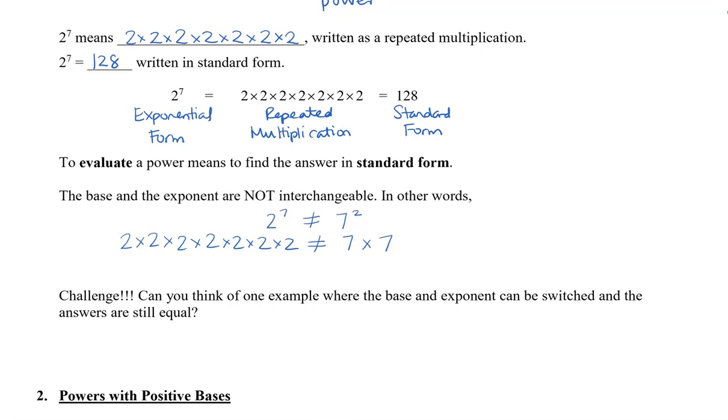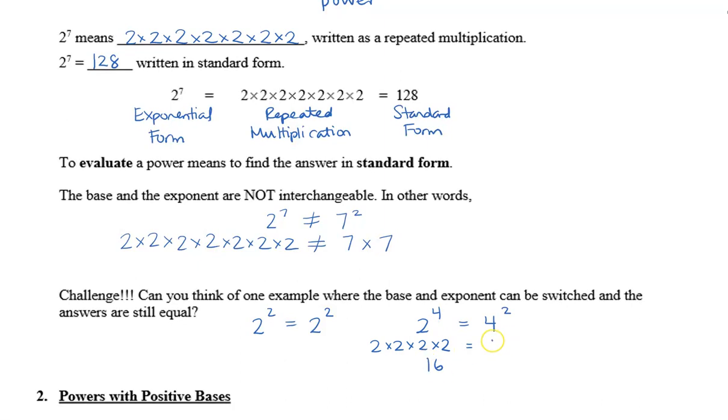Well, one of the most common ones, of course, is just 2 squared equals 2 squared. Of course, any number where the base and the exponent are the same can always be interchanged. But a really good one is 2 to the power of 4, which equals 4 to the power of 2. And so we know that 2 to the power of 4 is 2 times 2 times 2 times 2, and that equals 16. And then 4 squared is 4 times 4, which also equals 16.